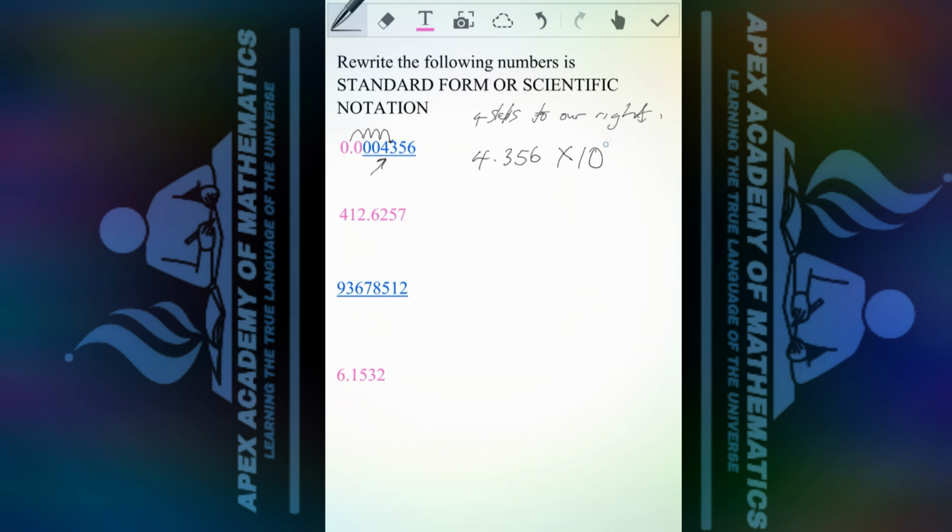According to the rules, if we move 4 places to our right, n will be 4, but specifically n will be a negative 4 because we move to the right direction. All right, so our final answer here is 4.356 times 10 negative 4. Let me just write that a bit clearer for you. This is equal here to 4.356 times 10 to the negative 4. All right, hope you guys got that example.